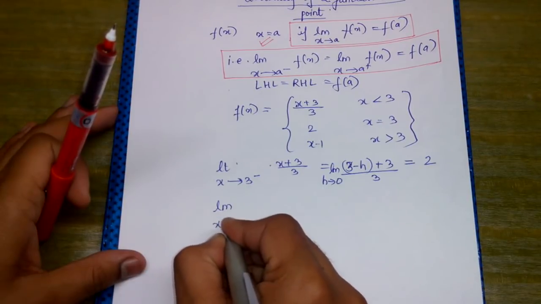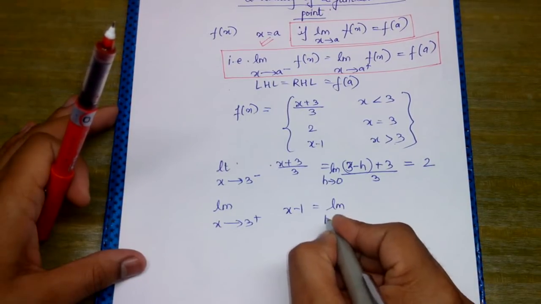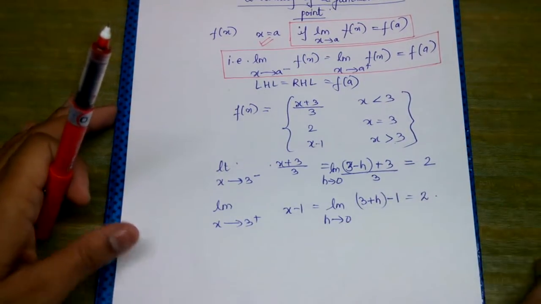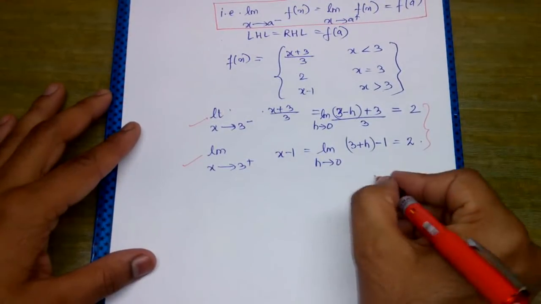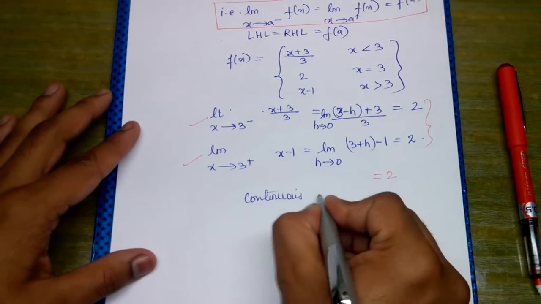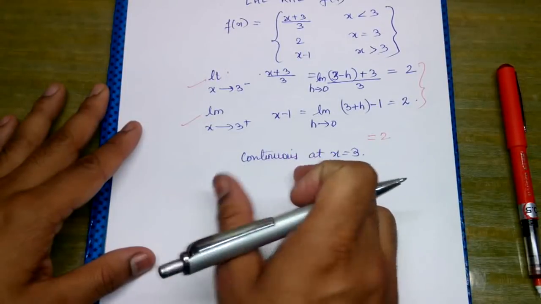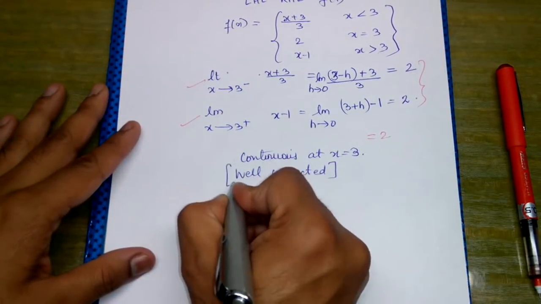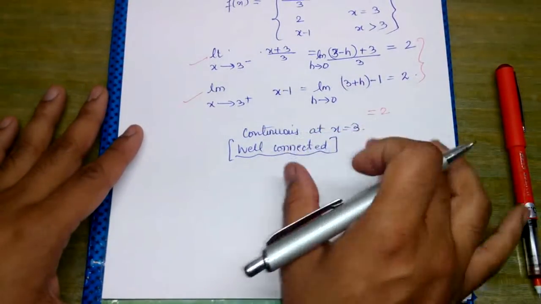Now limit x tends to 3 plus, that is greater than 3. So x minus 1, this is limit h tends to 0, 3 plus h minus 1, this is also equal to 2. So the left hand limit and the right hand limit are both equal to 2, and hence the function is continuous at x equals 3. And for continuous functions, the graph of those functions will be well connected. The graphs of continuous functions are generally well connected. Okay, so this was about the continuity of a function.